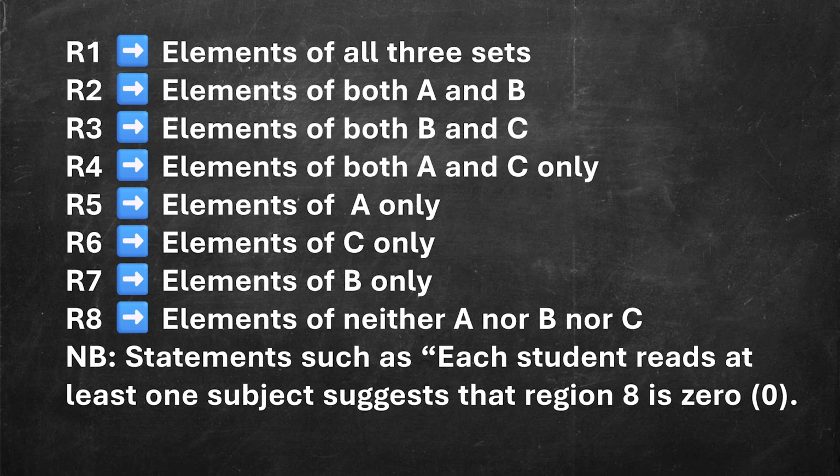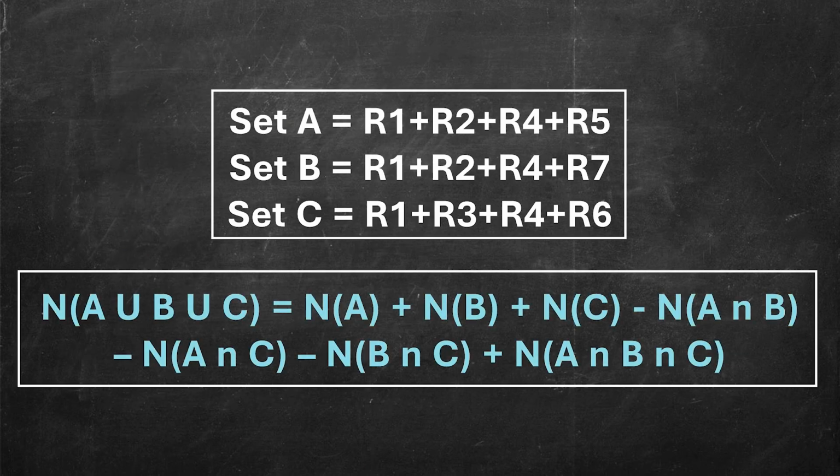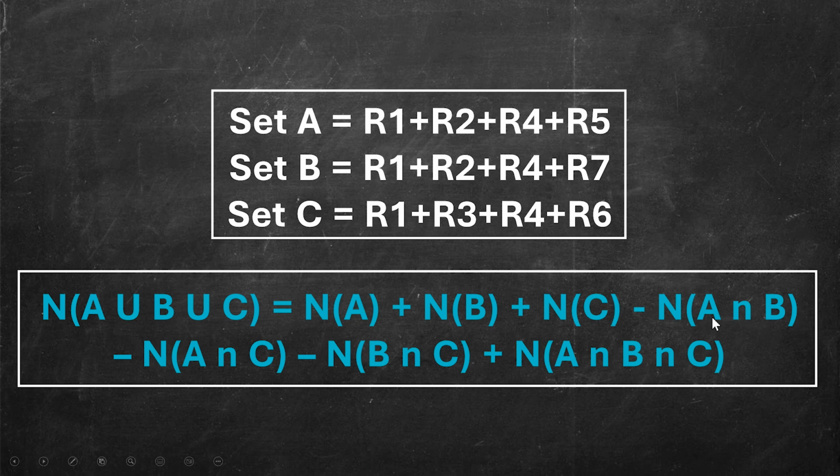The key formula to remember is n of A union B union C equals n of A plus n of B plus n of C minus the pairwise intersections plus the triple intersection.